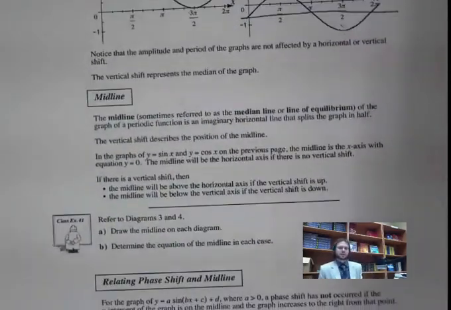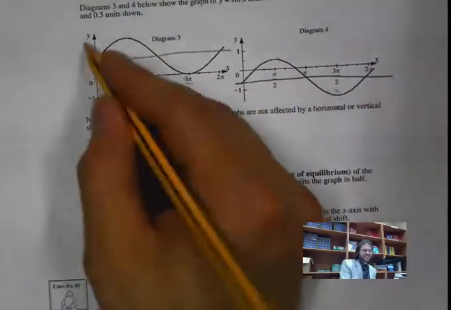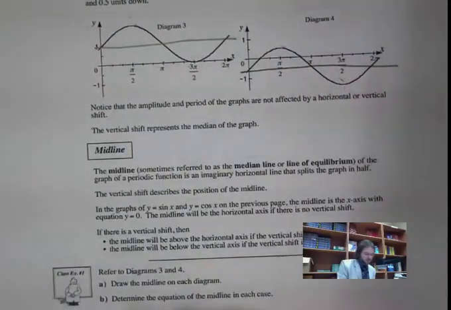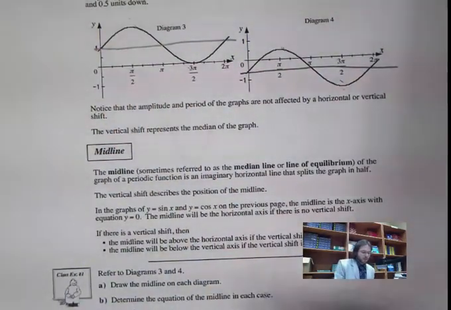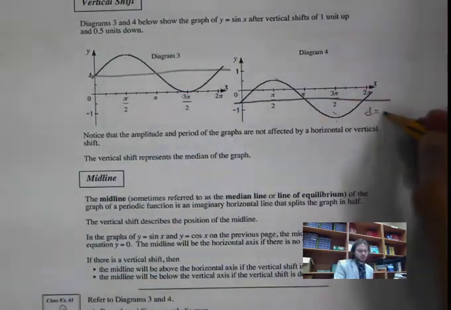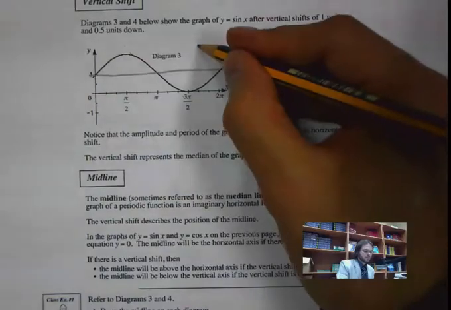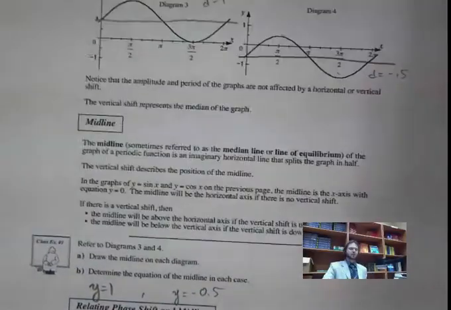Now determine the equation of each midline. Well, the first one, it's my d value. My d value here is 1, so y is equal to 1. It's a horizontal line. At 1, y is always equal to 1. The next one is going to be y is equal to negative 0.5, because here, d is equal to negative 0.5. Here, d is equal to 1. And that's how we get those.